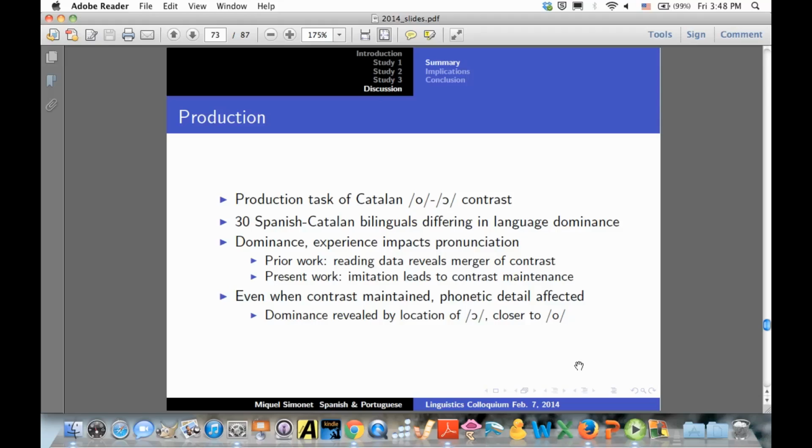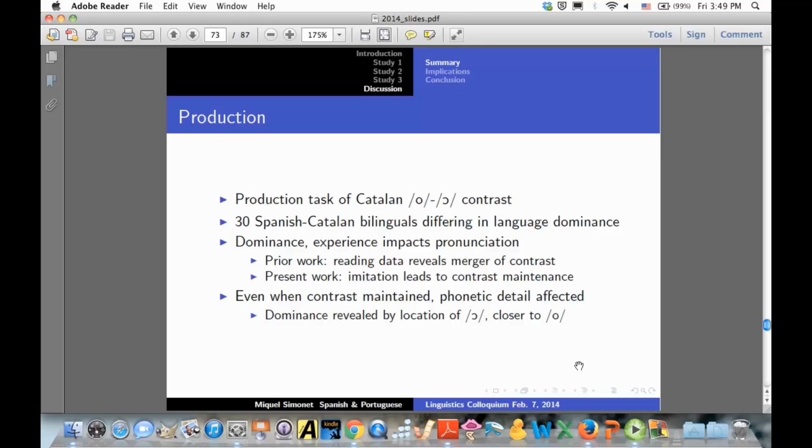the first production study that we looked at was a production study in which I measured the difference between Catalan O and A, or the contrast between O and A, by 30 Spanish-Catalan bilinguals differing in language dominance, and we found that dominance or experience impacts pronunciation. We knew that. We know it again with other data. So that in prior work of myself with the same contrast, I found that the reading data revealed that there was a merger of the contrast by Spanish dominant bilinguals. It turns out that there's not so much of a merger actually, or at least they can imitate partially this difference. It's not that they are clueless.